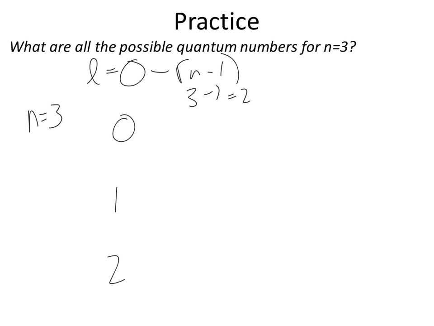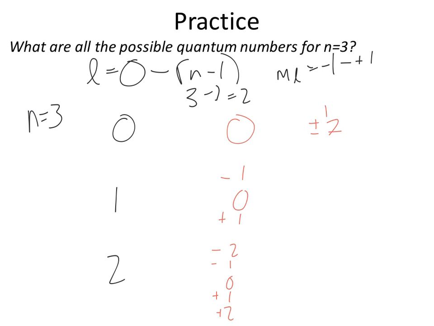Okay. Now our next ones are ML is equal to negative L to positive L. So if your L value is 0, well then your ML value will also be 0. Now in the case of 1, well we can have from negative 1 to positive 1. So we can have negative 1, 0, and positive 1. So you can have 3 ML values for 1. And for 2, again, you go from negative L to positive L, so you can have negative 2, negative 1, 0, 1, and 2. Again, these would be positives there. So those would be your quantum numbers for that. And if you want to also talk about your MS, your quantum number for your electrons, remember that each one would have plus or minus a half.